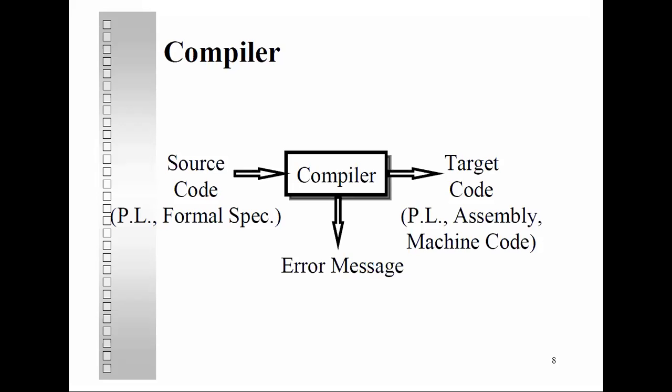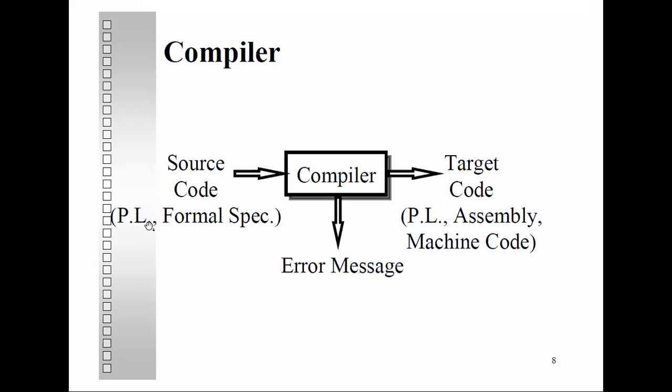So this is a simple diagram for a compiler. Source code is converted into target code. What is the compiler's duty? It gives error messages. What type of error messages? Any syntactical errors in the program will be shown.